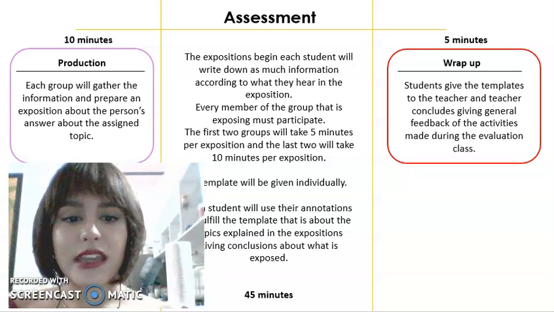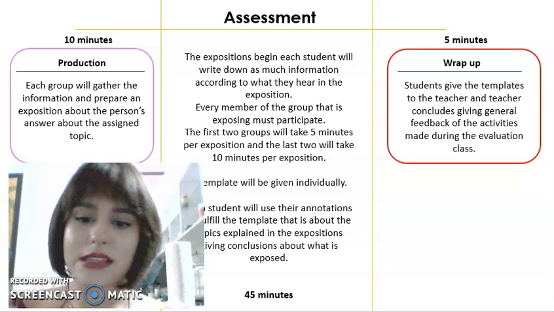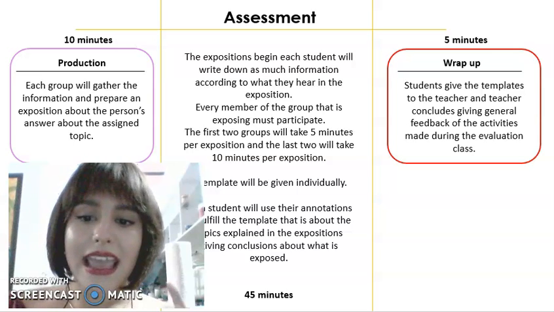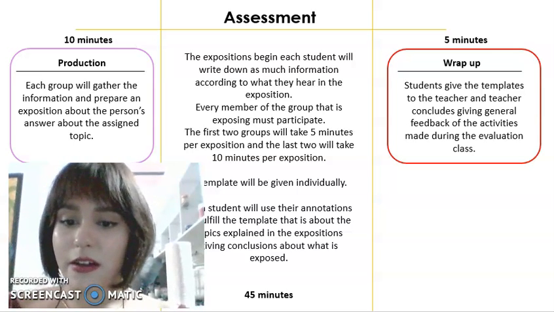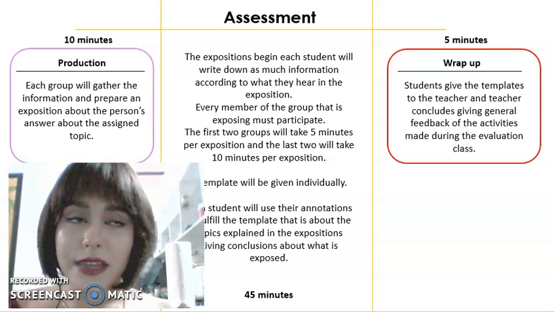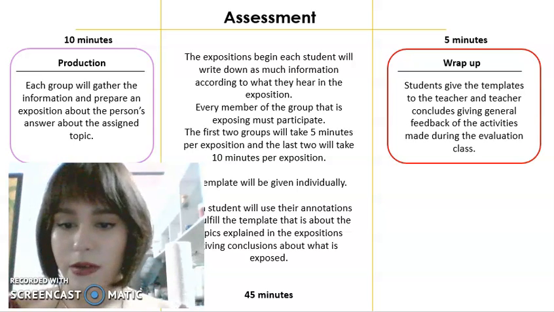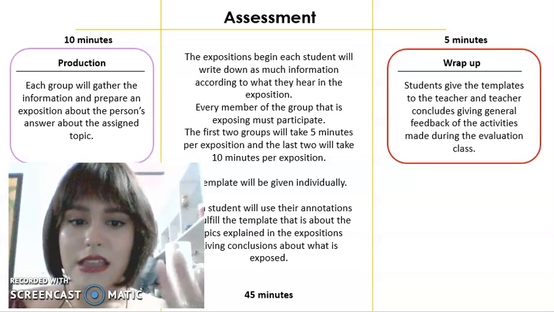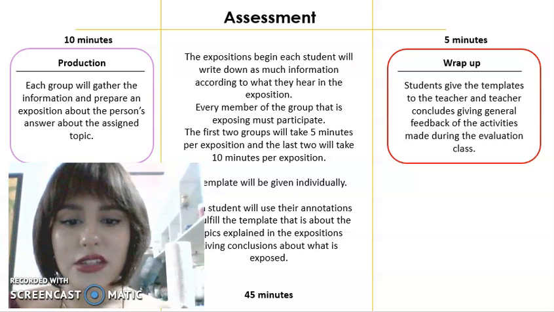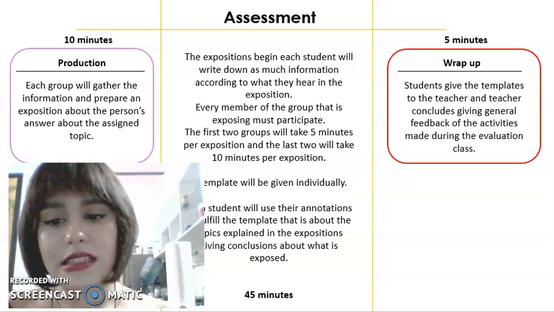A template will be given individually. This is the second part of the assessment. The first part is the expositions, where the listeners are going to write down as much information as they can, and after the expositions are wrapped up, a template will be given individually. This time, the activity will not be in groups, but individual. So each student will use their annotations to fill in the template about the topics explained, giving conclusions about what is exposed.